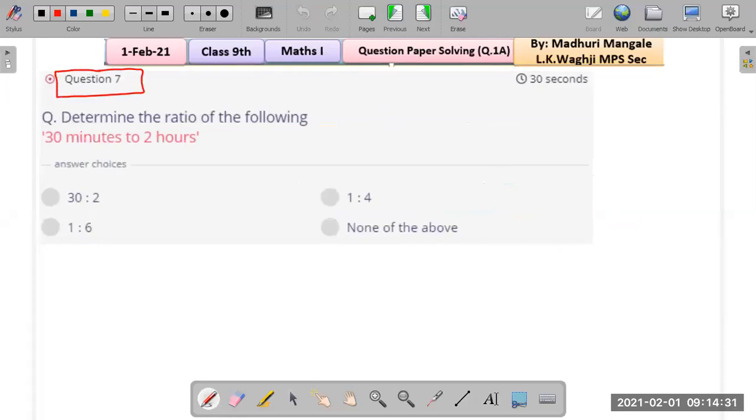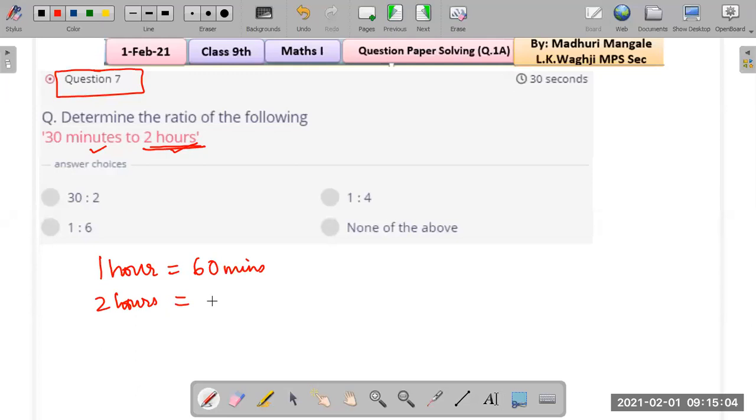Question number 7. And it says, determine the ratio of the following: 30 minutes to 2 hours. Now remember one thing, whenever there are units like this, we should always convert them to the same units. So 30 minutes and 2 hours. Let us convert this 2 hours to minutes. We know 1 hour equals how much? 60 minutes. So what will 2 hours equal?